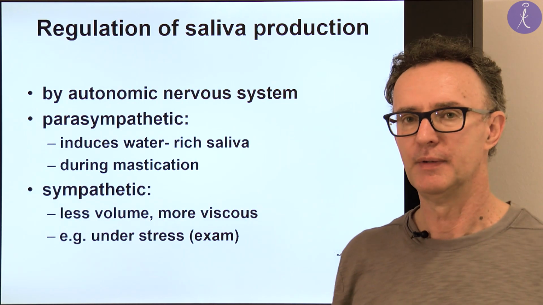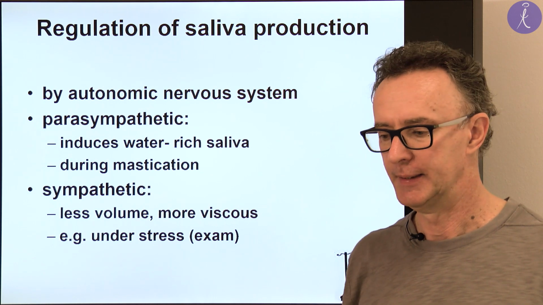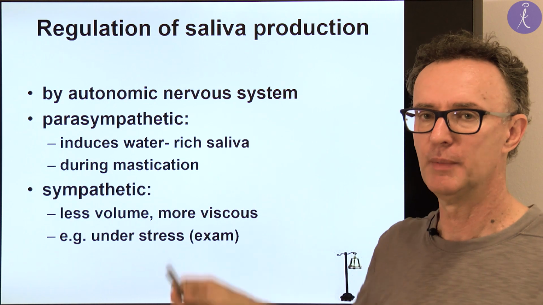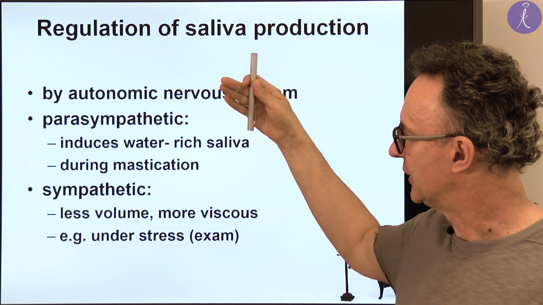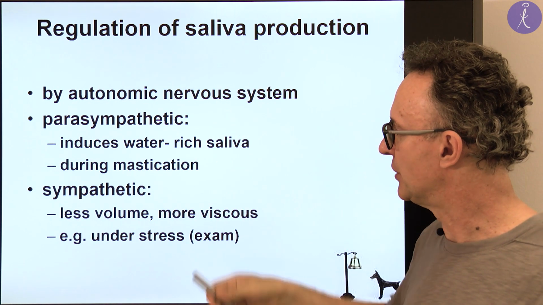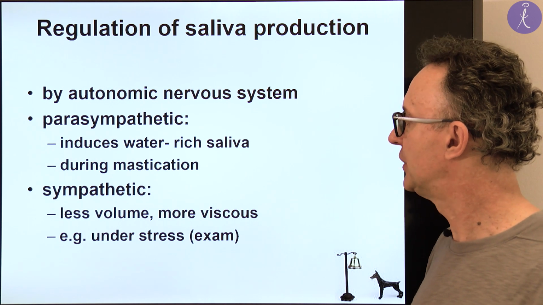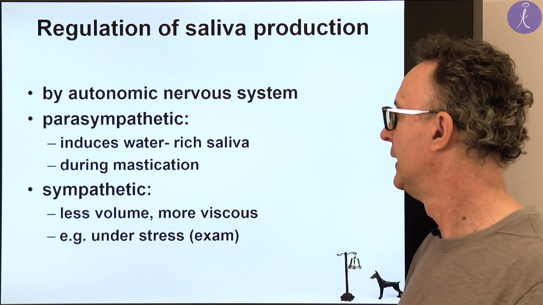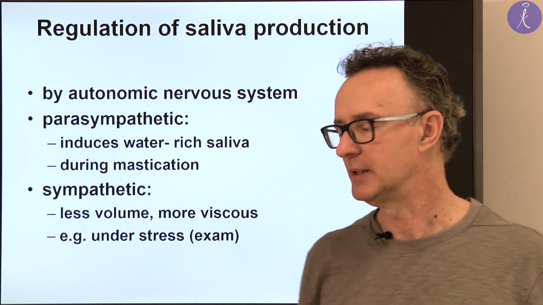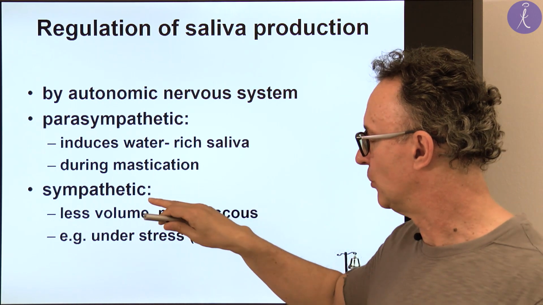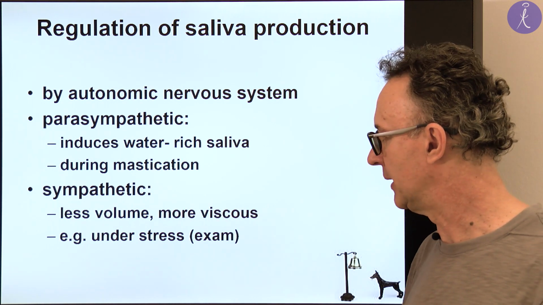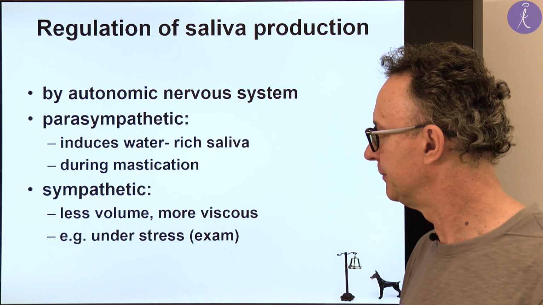And at the end, we have dual regulation. Parasympathetic and sympathetic, both are vegetative or autonomic. The parasympathetic innervation will induce the enzyme-rich saliva, which is water-containing, watery. And we have the other one, in case of stress, for example, we have more slimy, more viscous saliva, and this is made by the sympathetic innervation.